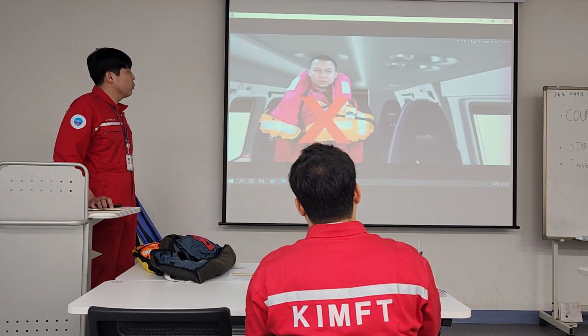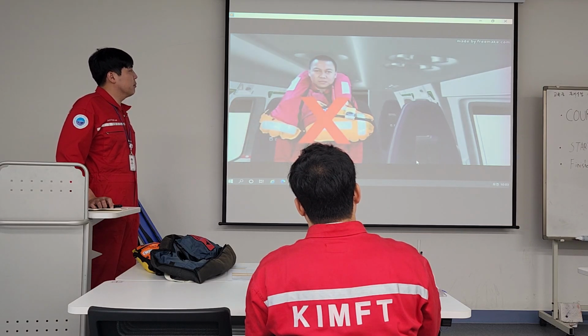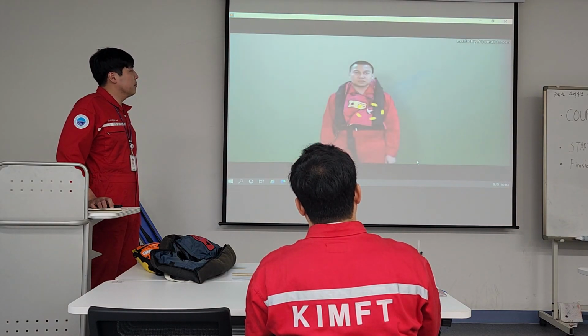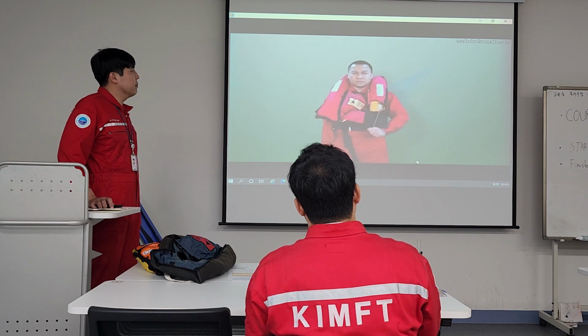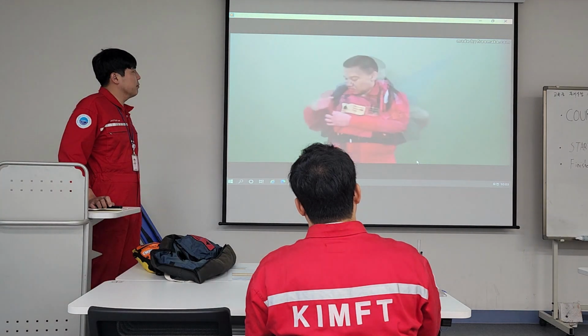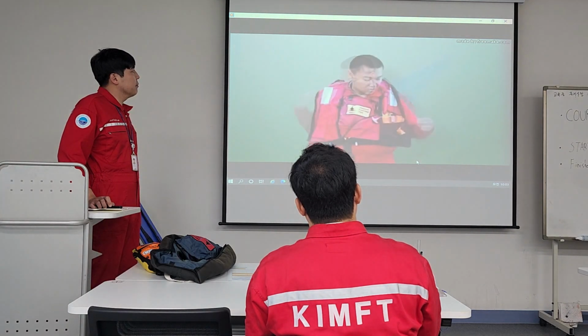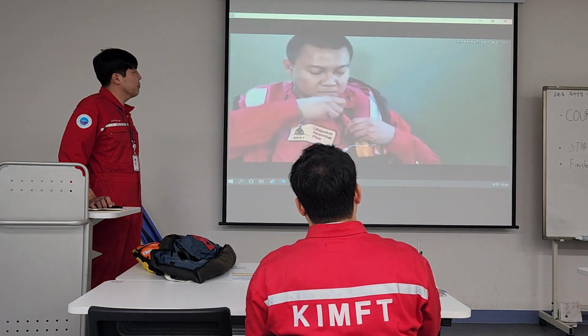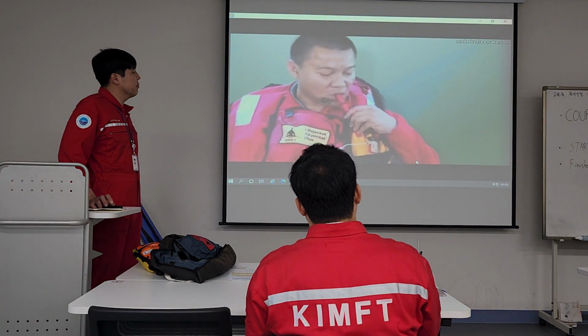Remember, do not inflate your life jacket until after you have exited the helicopter. The inflation toggle is located halfway down the left-hand side. To inflate, pull firmly downwards. The life jacket can be inflated manually by opening the Velcro covers on each side, removing the inflation cap and then blowing.